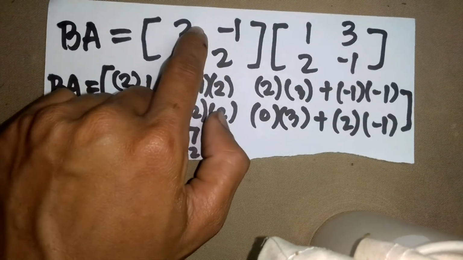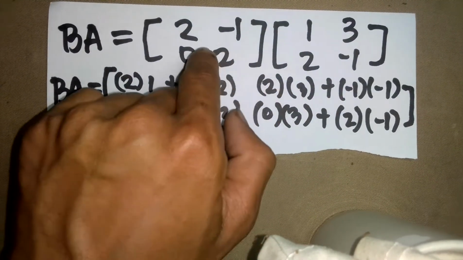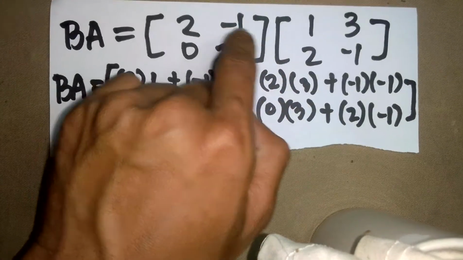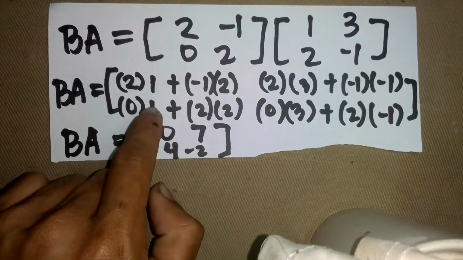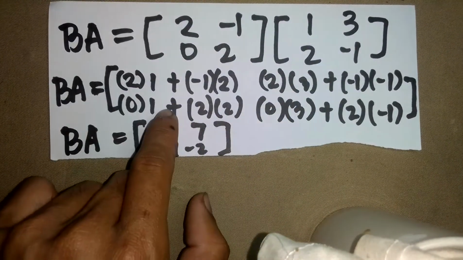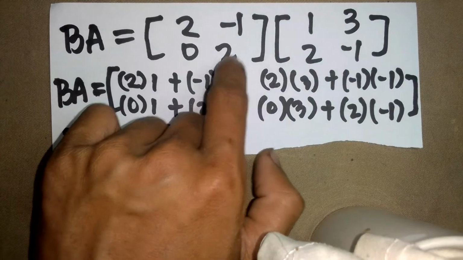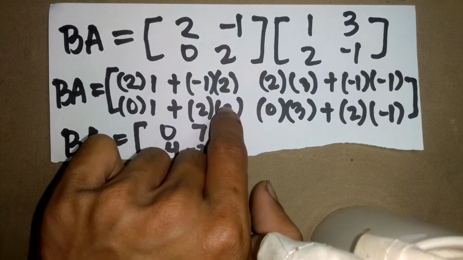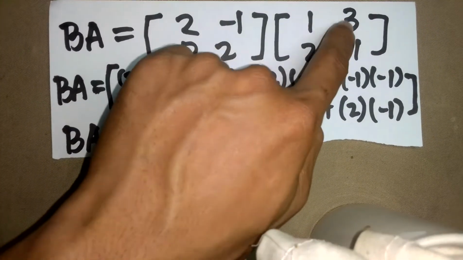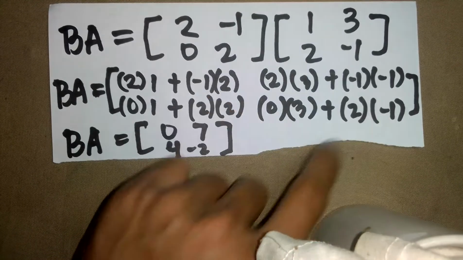We multiply the first row to the second column: 2 multiplied by 3, negative 1 multiplied by negative 1. Second row to the first column: 0 multiplied by 1 plus 2 multiplied by 2. Second row to the second column: 0 multiplied by 3, 2 multiplied by negative 1.